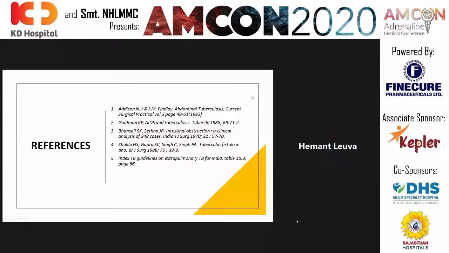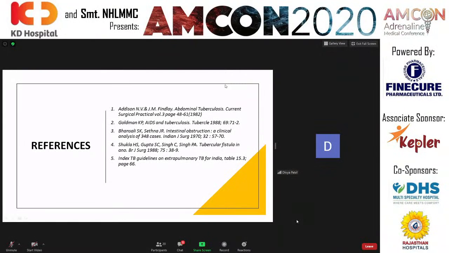Dr. Divya? Yes, sir. How many patients of this required a complete course, and how much follow-up do you have of the patients? Follow-up for 6 months, sir. And you gave anti-tuberculosis treatment for how many months? For 6 months.